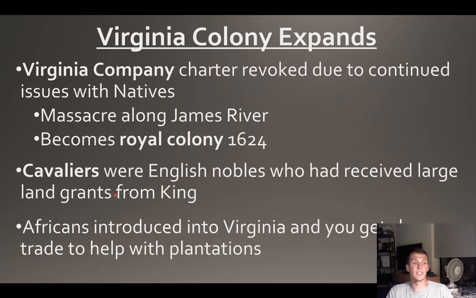So the Virginia Company charter eventually gets revoked by the king, right? Mostly because of issues with Native Americans. It becomes a royal colony in 1624.